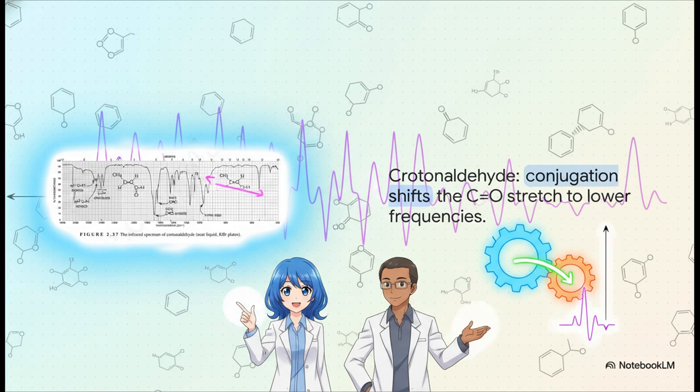This conjugation literally weakens the double bond character of the carbonyl slightly, which physically shifts the band to a lower frequency. So instead of the mid-1700s, it drops down towards 1700 or 1680. It's a brilliant example of a molecule telling us exactly who its neighbors are.